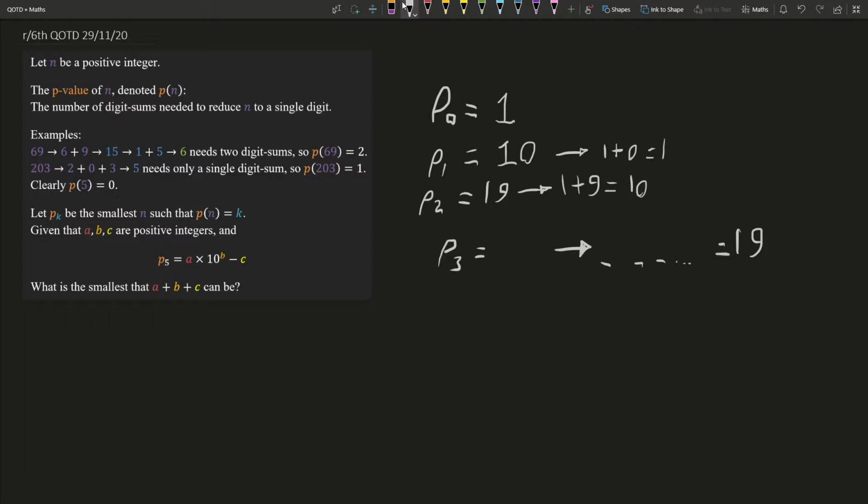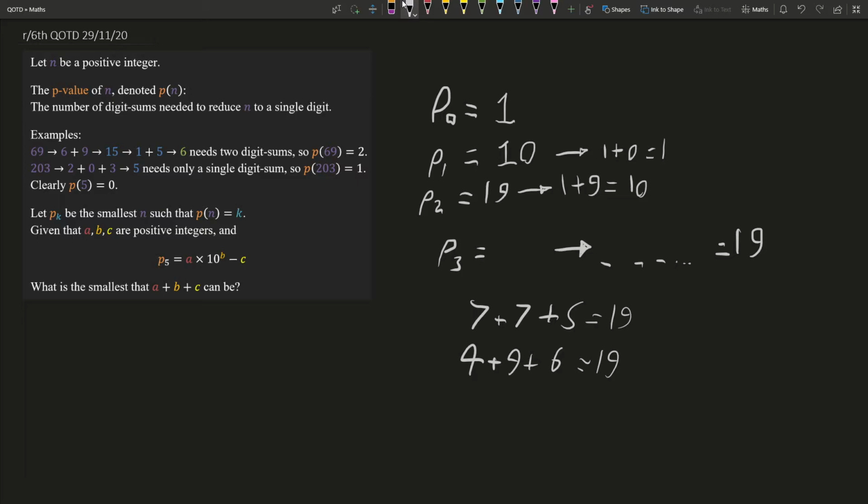Well, let's consider a digit. A digit can range from 0 to 9, and we want to minimize the value of the number. Let's try thinking of some single digit numbers that might sum to 19. For example, we could have 7 plus 7 plus 5. Yeah, that's 19. We could also have 4 plus 9 plus 6. Yeah, that's 19. But we want to have the smallest possible value such that it sums to 19.